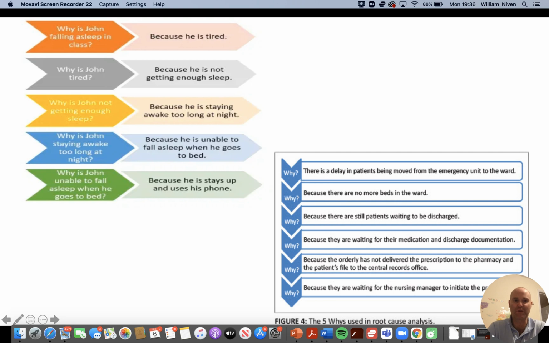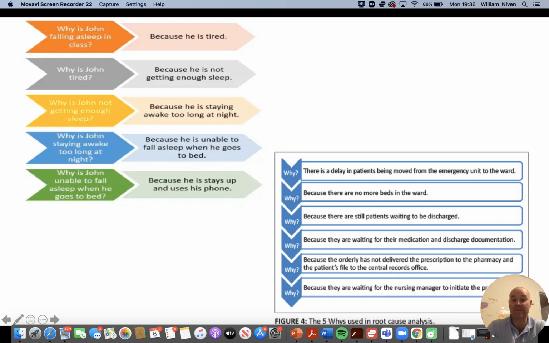Here's another example of the 5 Whys. Why is John falling asleep? Because he's tired. Why is John tired? Because he's not getting enough sleep. Why is John not getting enough sleep? Because he's staying awake too long at night. Why is John staying awake too long at night? Because he's unable to fall asleep when he goes to bed. And why is he unable to fall asleep when he goes to bed? Well, he's spending most of his time on his iPhone.